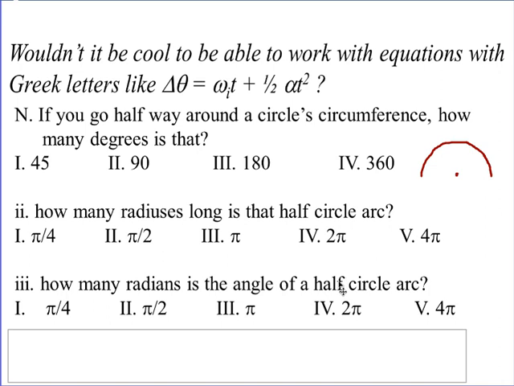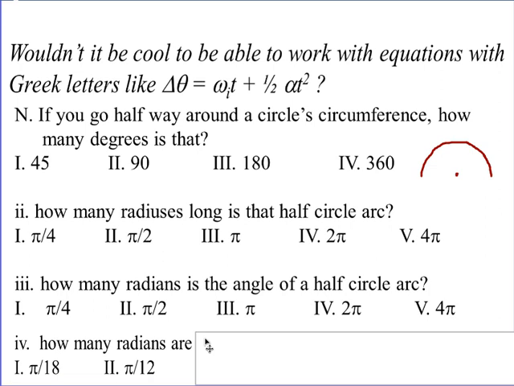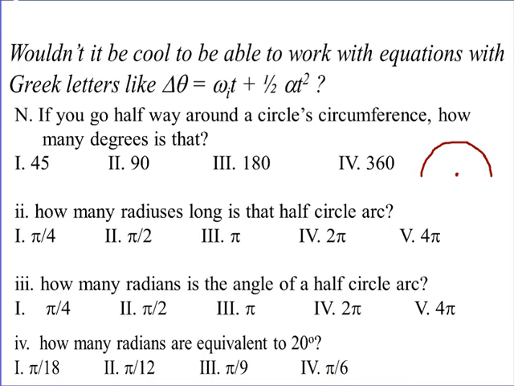So, how many radians is the angle of a half circle of arc? This is not a trick question. It should be insultingly easy. How many radians is equivalent to 20 degrees?